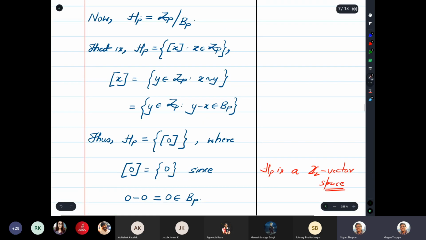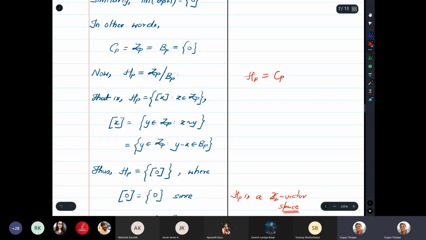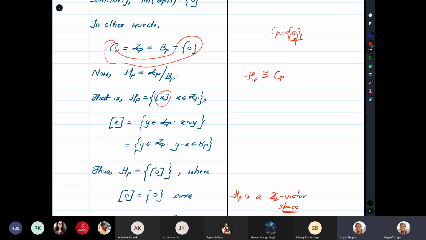That's all, right? So one of you can ask, well, is HP equal to CP? If you remember, CP also was this trivial vector space. It only included this additive identity. So if I ask you this question, is HP equal to CP? Well, the answer is no, HP and CP are not the same. However, they are isomorphic. They are not one and the same because the element that is there in HP is not the same element that is there in CP. In CP, you have an element. In HP, you have an equivalence class of this element.